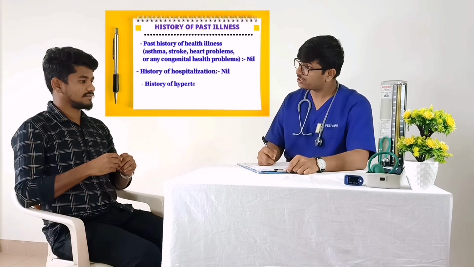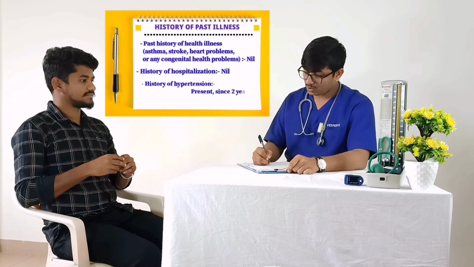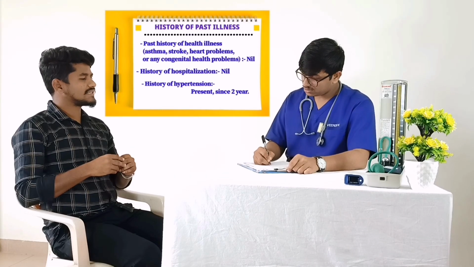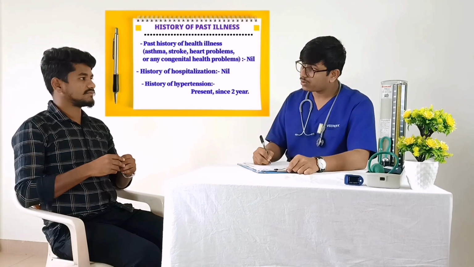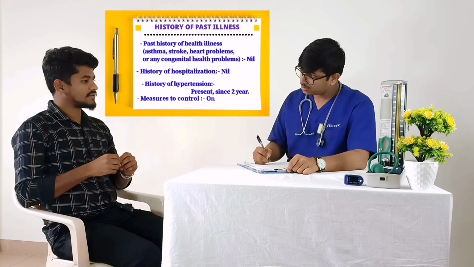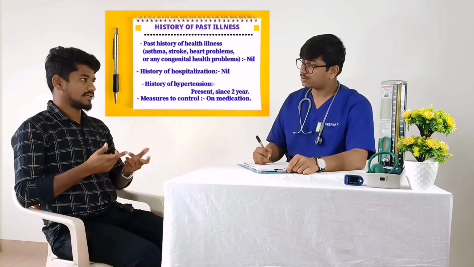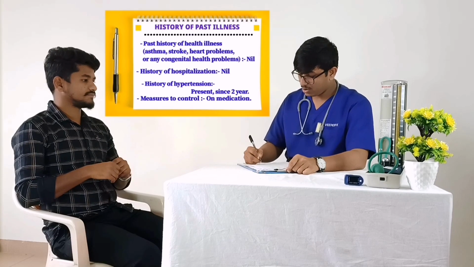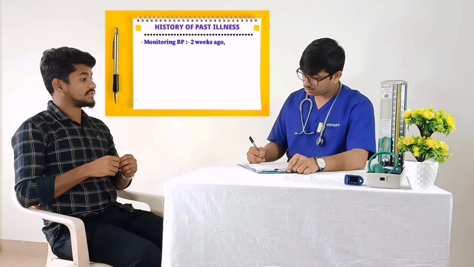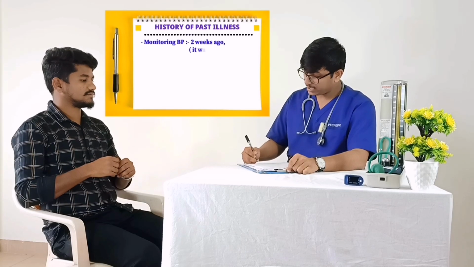Do you have high blood pressure? Yeah, I have high blood pressure. So you are hypertensive. When was it diagnosed? It was diagnosed 2 years ago. Is it well controlled? Yeah, it's controlled because I am on medication and I am consulting my doctor regularly. Okay. When was your BP checked last time? It was checked about 2 weeks ago and it was 130/80. Okay. Oh, that's great then.